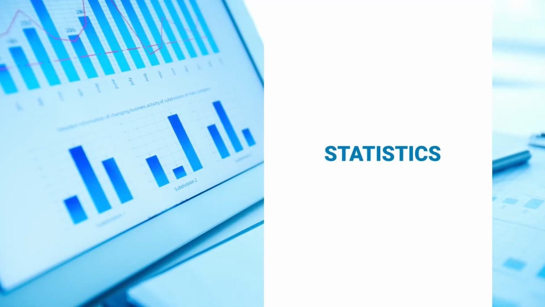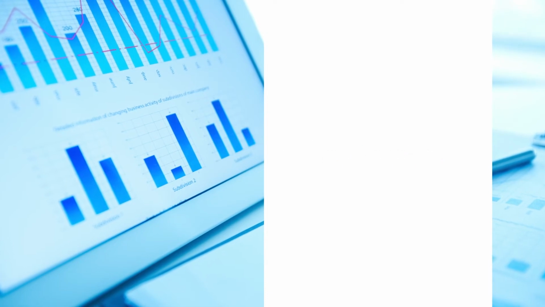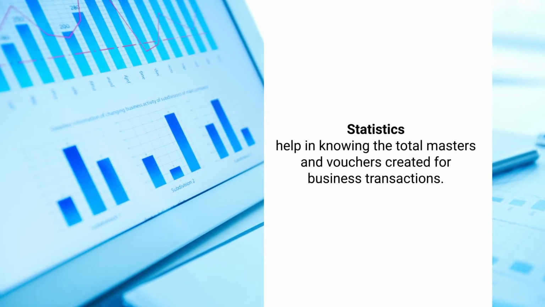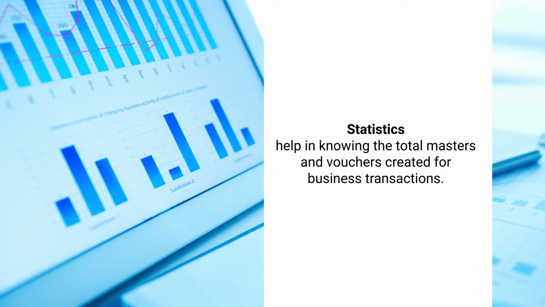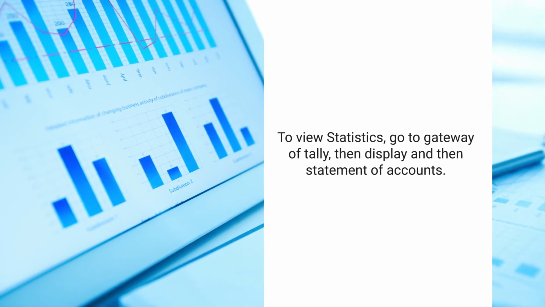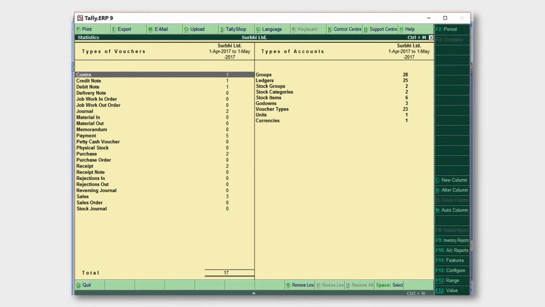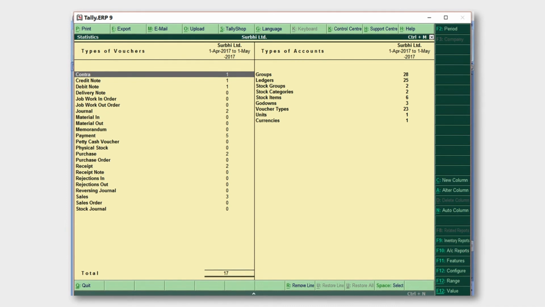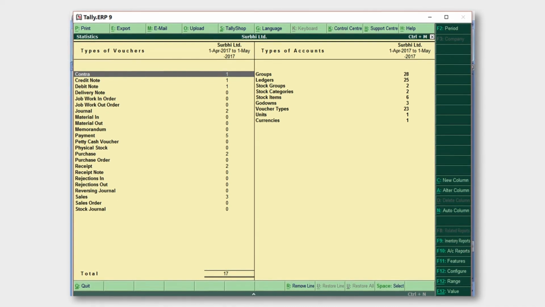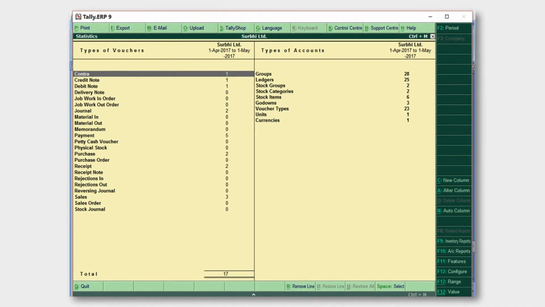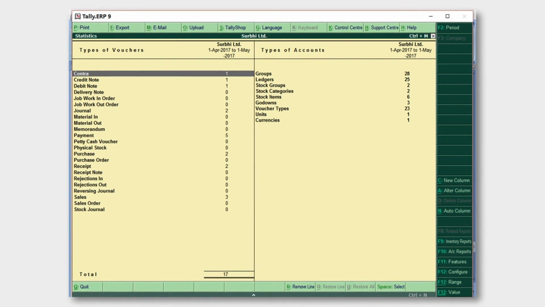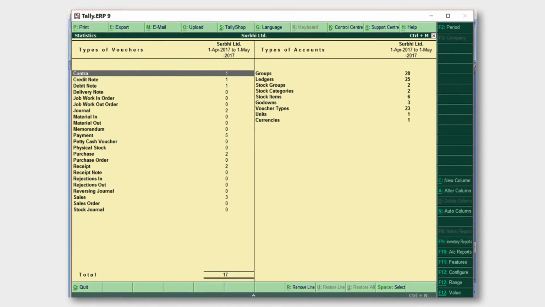Last is the statistics. Statistics helps in knowing the total masters and vouchers created for business transaction. To view the statistics, you have to go to Gateway of Tally, then display, then statement of accounts. You can see the statistics, types of voucher and types of account. You can see the number of entries done for the contra voucher, the credit note, debit note and so on. Similarly, you can see the types of account and how many entries have been done.